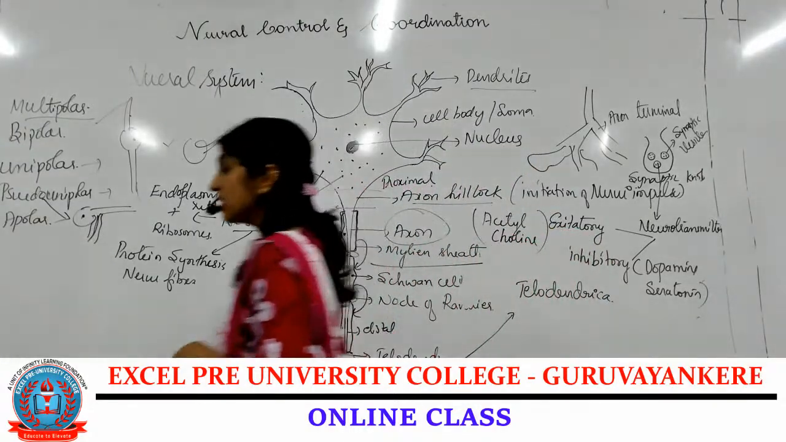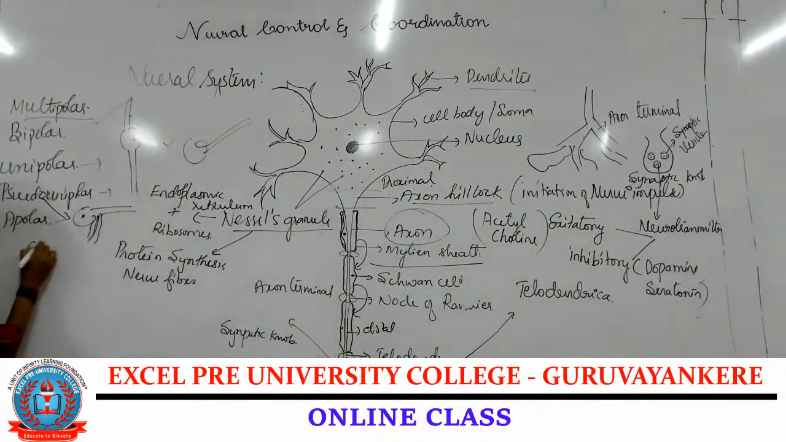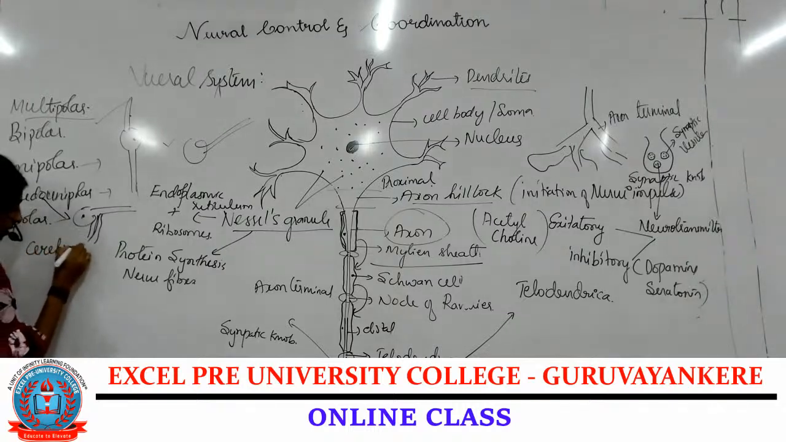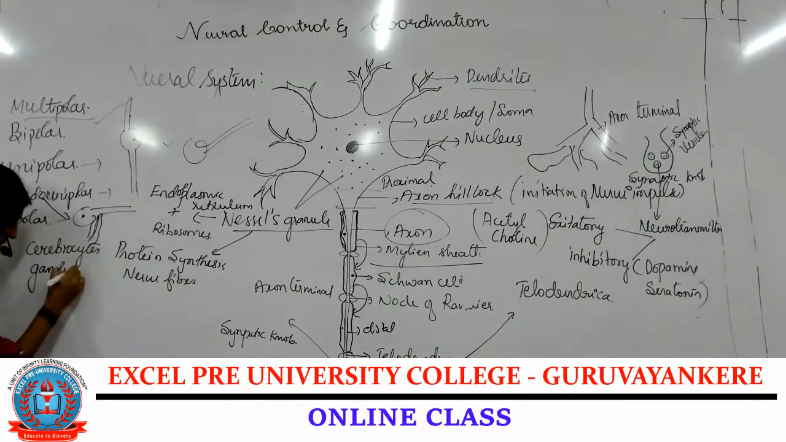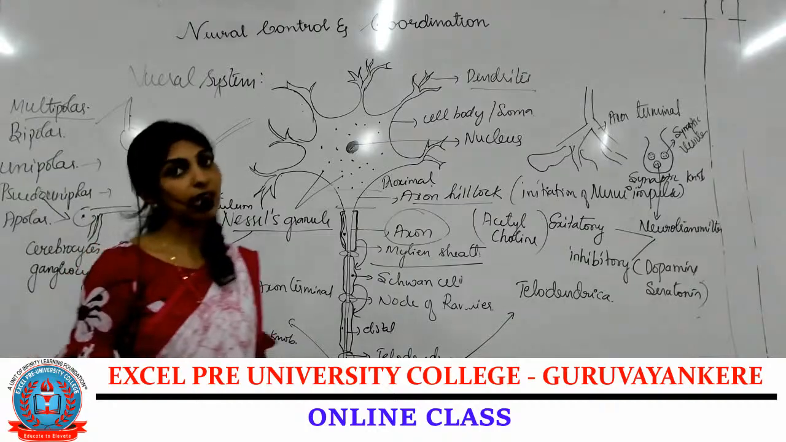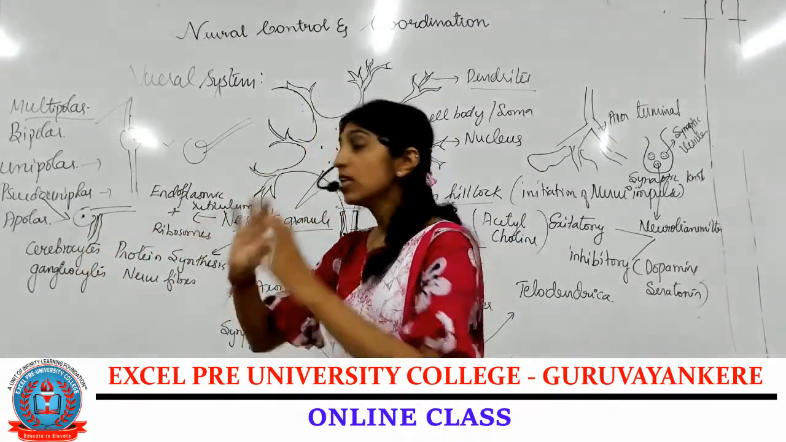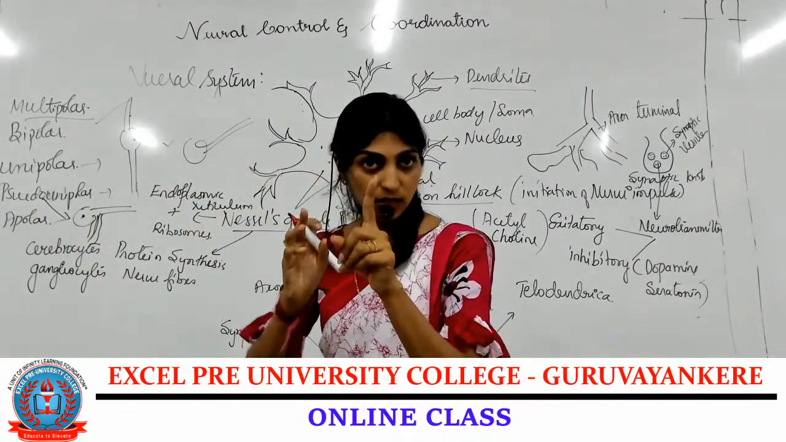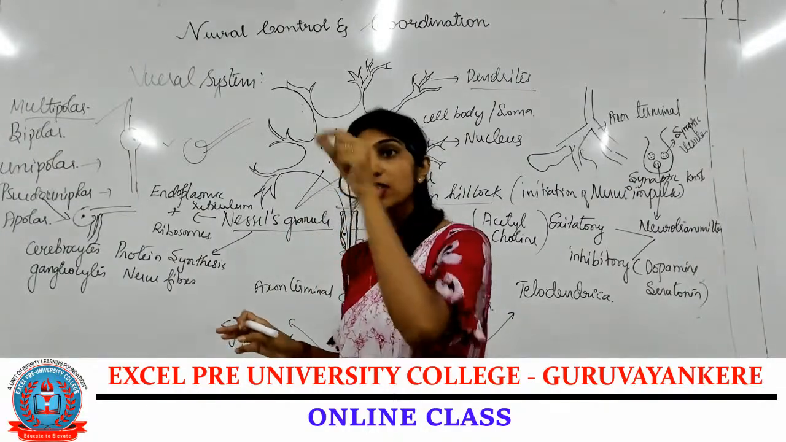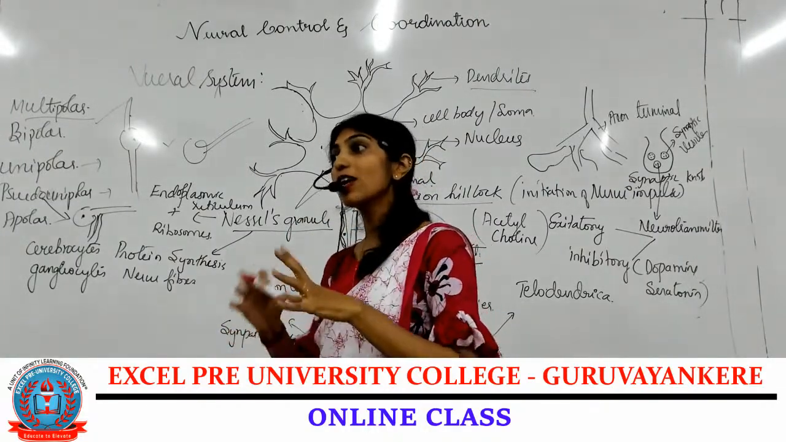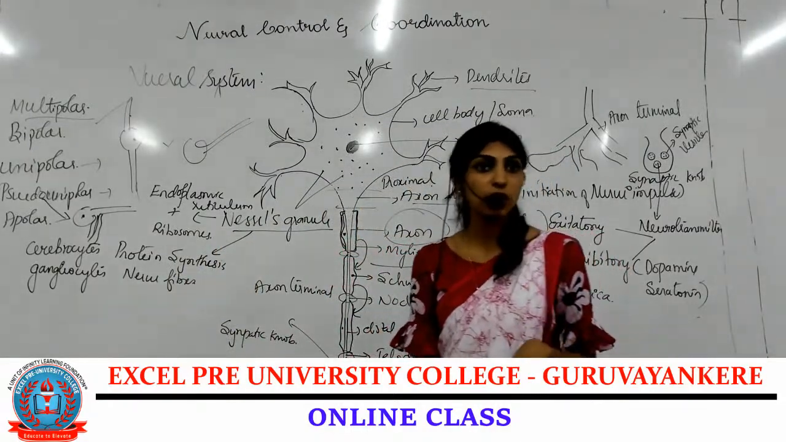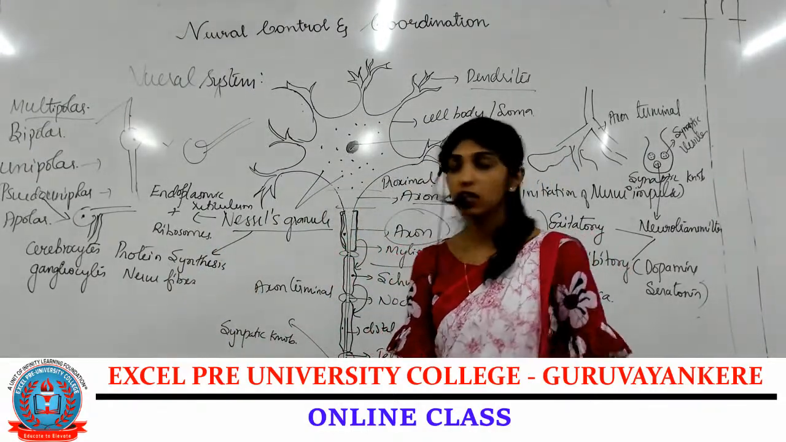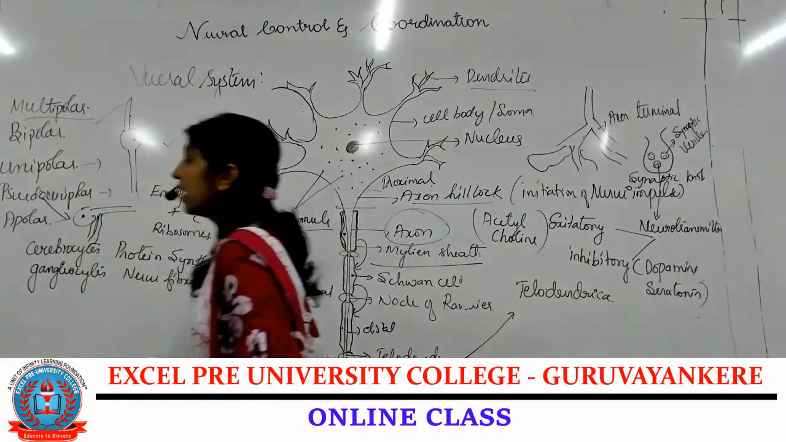Where are they present? Is it clear? They are present in the ganglia. Okay, that means they are having only one axon, but from the region of the cell body there arises a branch. So you cannot say true unipolar. So you call it as pseudo-unipolar neurons. Clear? Okay.